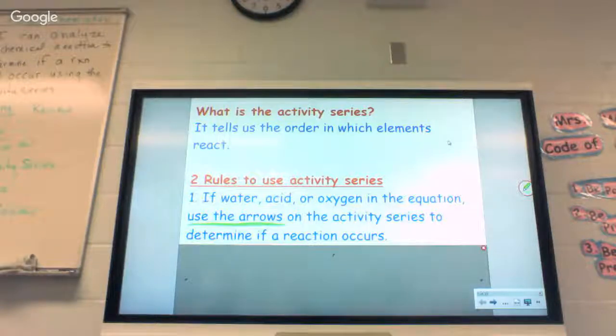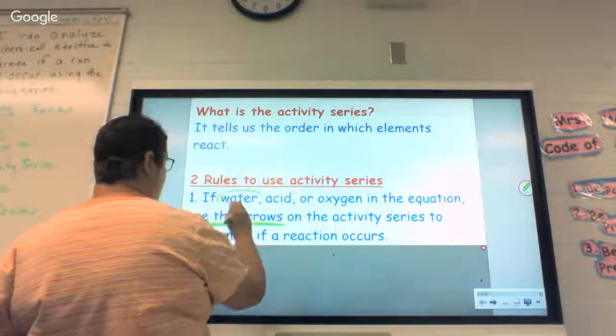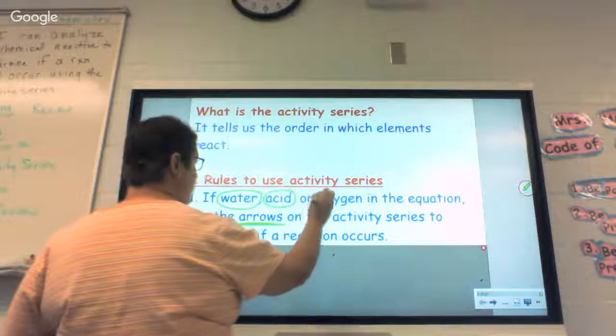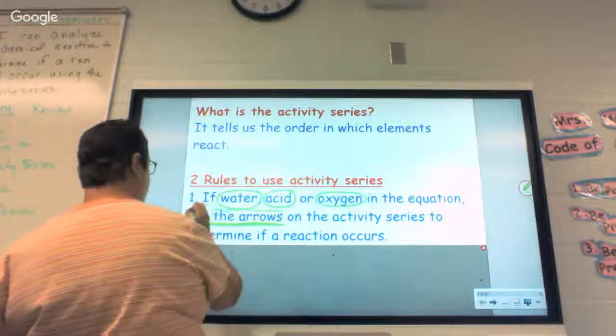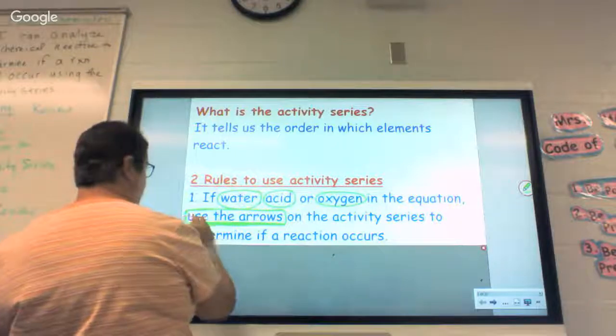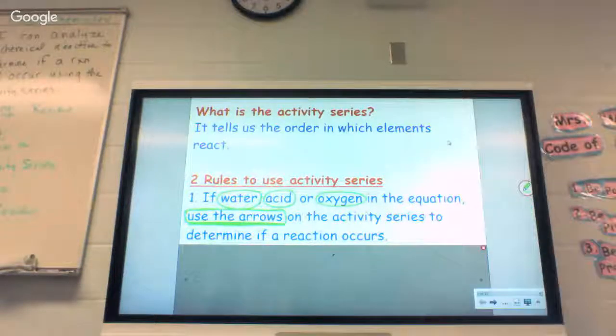But again, that's only if you have what three things. And this is all in the activity series. You don't have to memorize this. If you have water, if you have acid, or if you have oxygen, you use the arrow. And this is marked on the activity series. Now, the problem is, does every reaction have water and acid or oxygen? No, of course not. And again, this is a first year class. So we're only doing some basics.